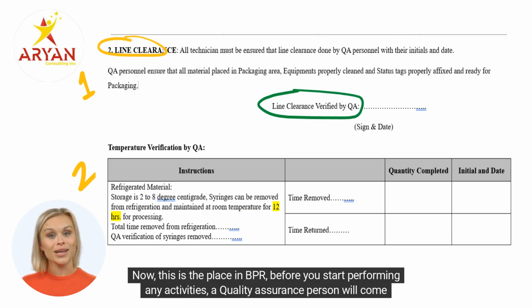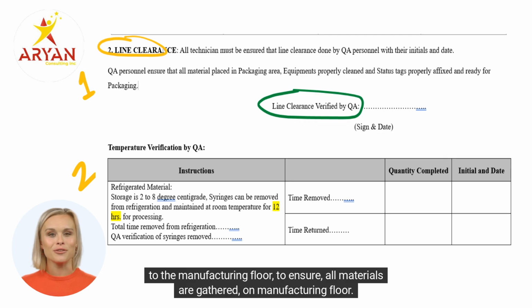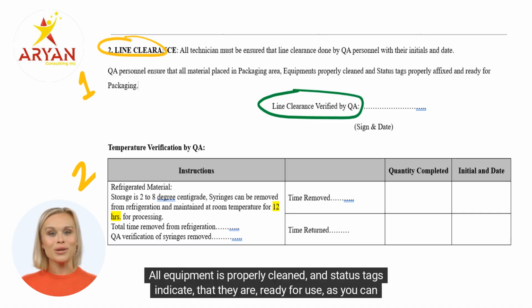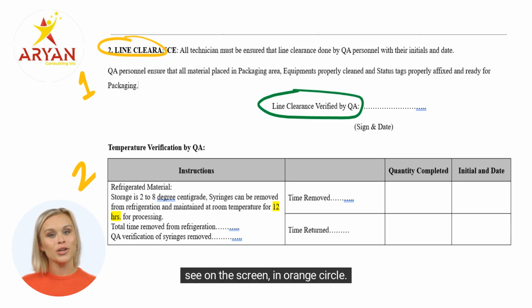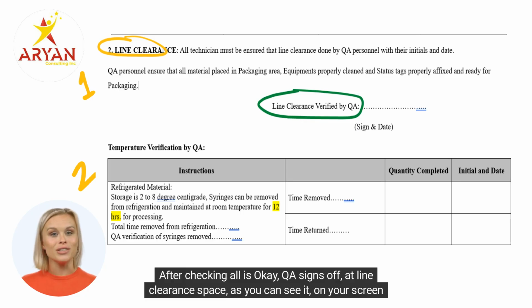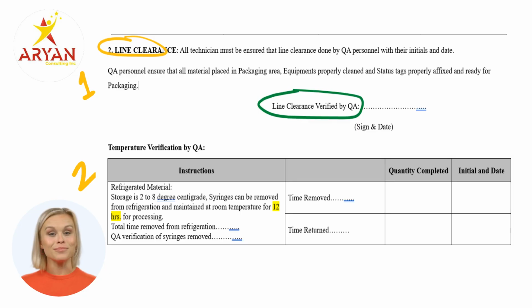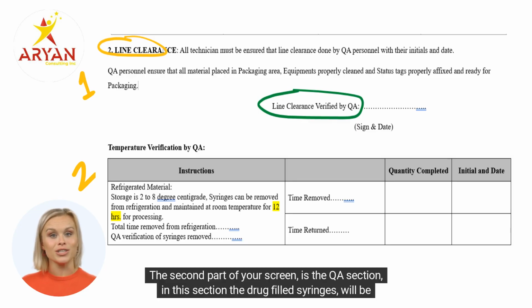Before you start performing any activities, a quality assurance person will come to the manufacturing floor to ensure all materials are gathered on the manufacturing floor. All equipment is properly cleaned and status tags indicate that they are ready for use, as you can see on the screen in the orange circle. After checking all is okay, QA signs off at the line clearance space, as you can see on your screen circled in green. The second part of your screen is the QA section.